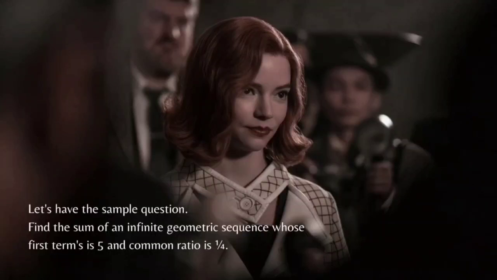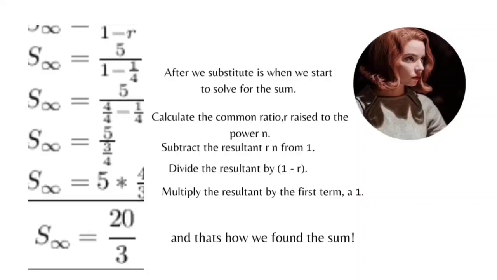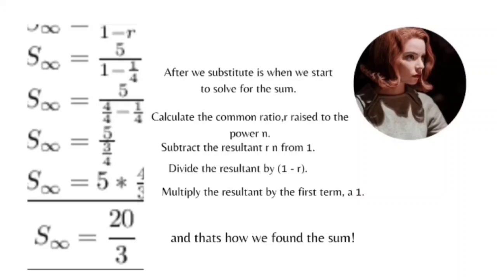Let's have the sample questions. Find the sum of an infinite geometric sequence whose first term is 5 and common ratio is 1/4. After we substitute is when we start to solve for the sum. Calculate the common ratio, raise to the power of n, subtract the resultant r^n from 1, divide the resultant by 1 minus r, multiply the resultant by the first term a sub 1, and that's how we found the sum.